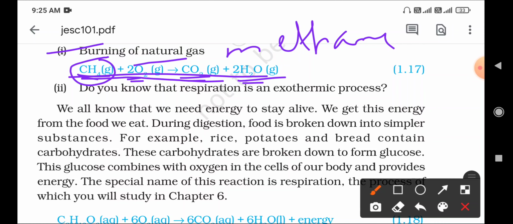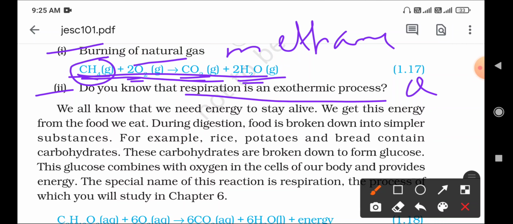Again, the second very important question: respiration is an exothermic process. Why is respiration considered an exothermic process? This is the second important question here. We all know that we need energy to stay alive. We get this energy from the food we eat.